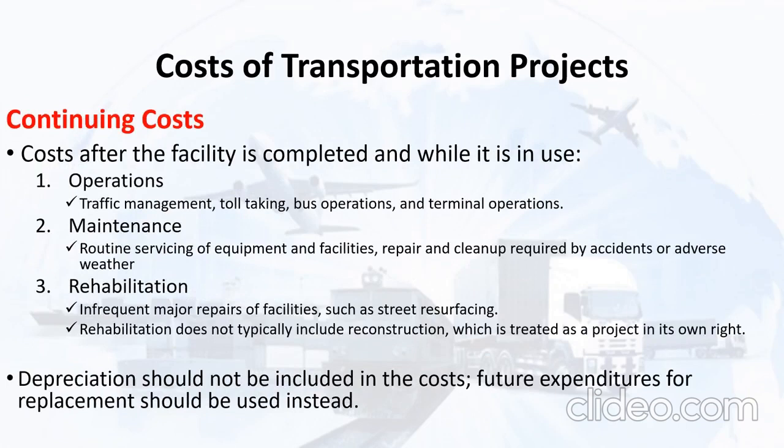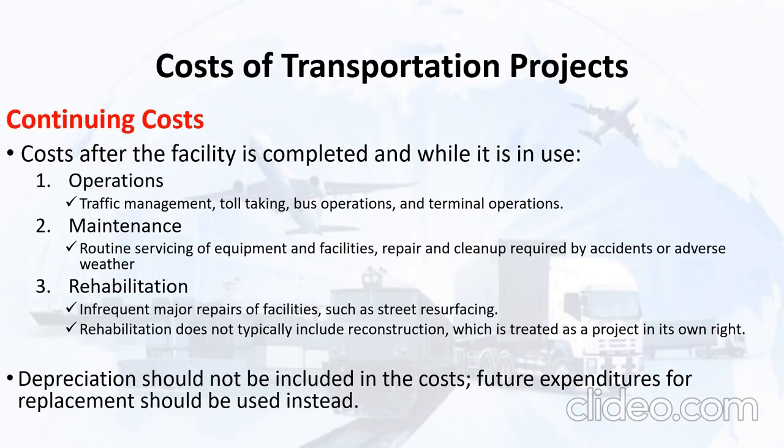Okay, the next cost of a transportation project is continuing cost. Cost after the facility is completed and while it is in use. For example, the operation cost: traffic management, toll taking, bus operation, terminal operations; also maintenance cost: routine servicing of equipment and facility, repair and clean up required by accidents or adverse weather. And also number three is rehabilitation cost, infrequent major repairs of facilities such as street resurfacing.